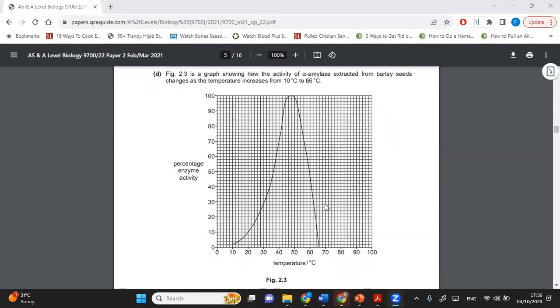After that, they say figure 2.3 is a graph showing how the activity of alpha amylase extracted from barley seeds changes as the temperature increases from 10 degrees centigrade to 66 degrees centigrade. Okay, so we have a graph that is showing us the effect of temperature on enzyme activity.